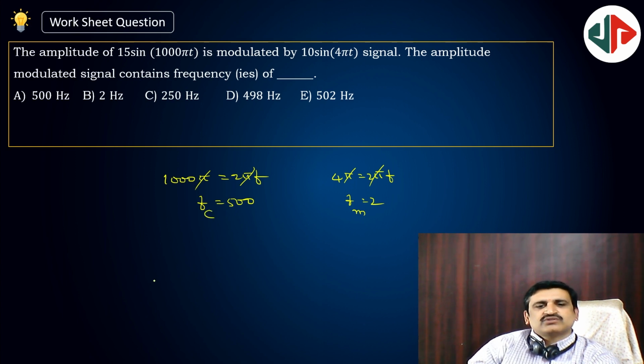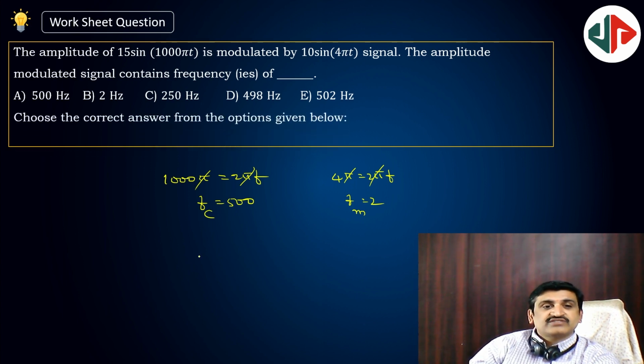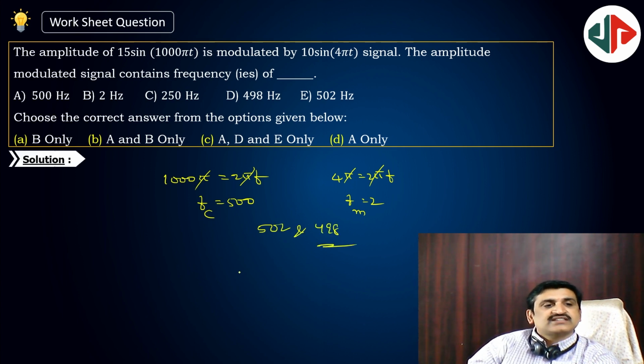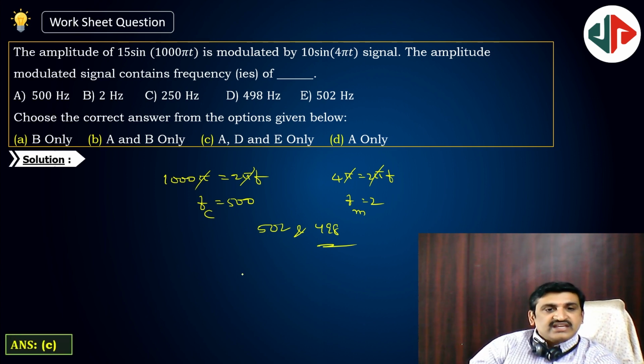So in between 502 and 498, which will come? The options are B only, A and B only, ADE only. In between 502 and 498, which will come into it? They are the only answers. So option C, ADE. Yes, correct.